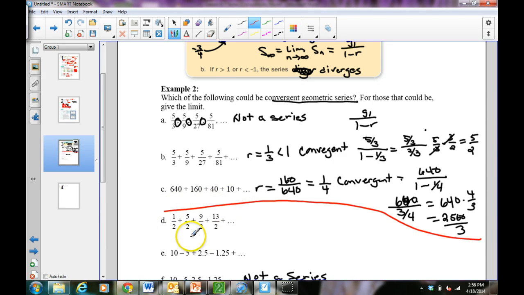So how about this one? This is arithmetic, so it's divergent. Wait, if it's all like that, arithmetic does not converge. Wait, then why did B converge? B is not arithmetic, it's geometric.